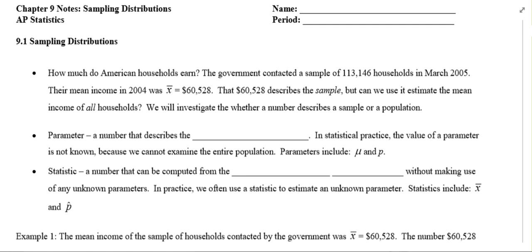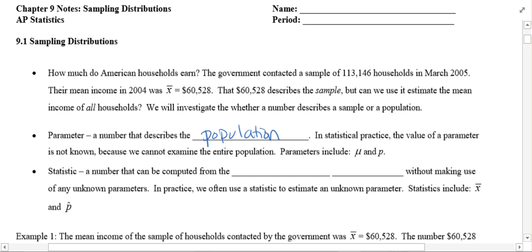So we're going to investigate whether a number describes a sample or a population. First off, a parameter is a number that describes the population. The P's always go together, which I think is very helpful. In statistical practice, the value of a parameter is usually not known because we can't examine the entire population. So the parameters include mu and p, where mu is the population mean and p is the population proportion.